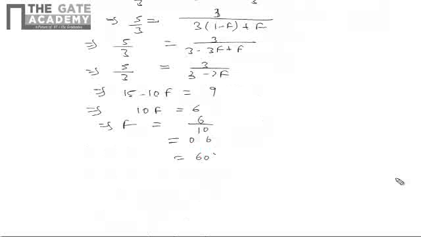So it will be 60%. Okay, so that is the work, 60% of the work is parallelizable. So the answer is B.